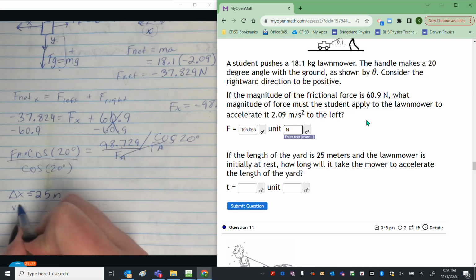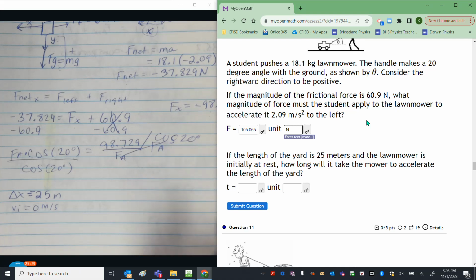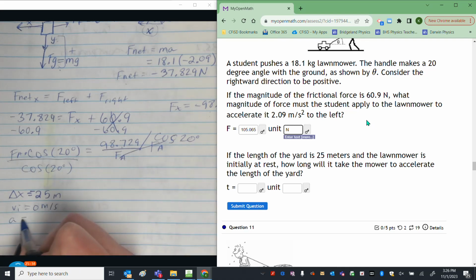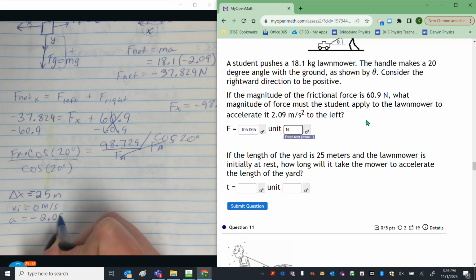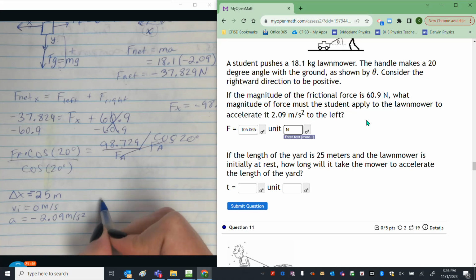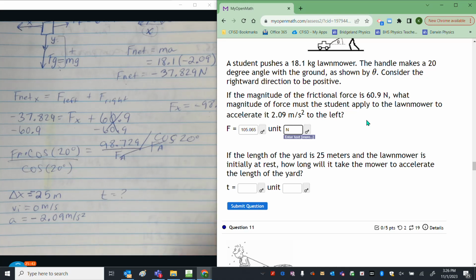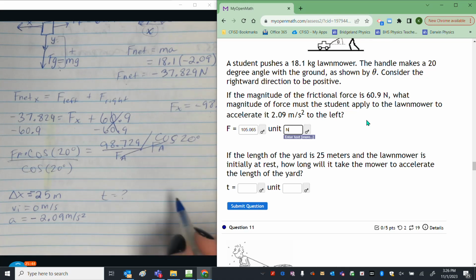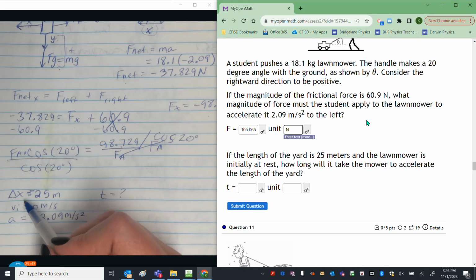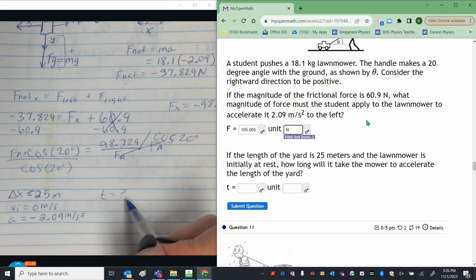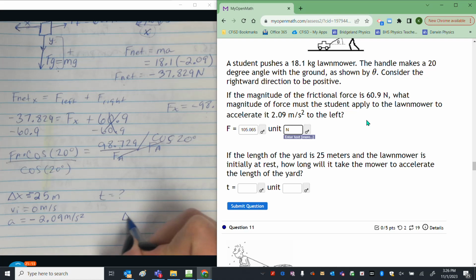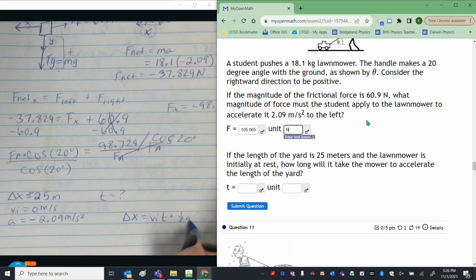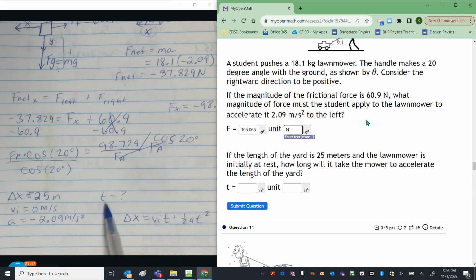The initial velocity is 0. How long will it take to accelerate the length of the yard? The acceleration was given to us in the previous question. It's also negative because it's to the left, 2.09 meters per second squared, and we're trying to solve for time. You're going to solve for time using a kinematic equation. With these pieces of information, this is the most appropriate equation to use. Delta x equals v_i t plus 1/2 a t squared, and we'll solve for t that way.